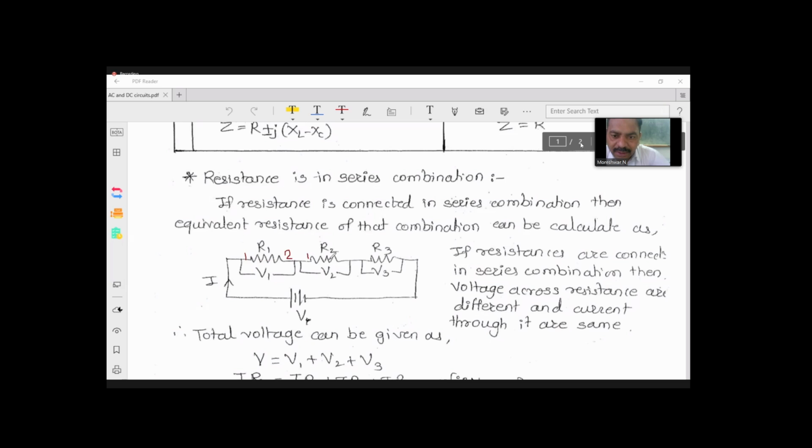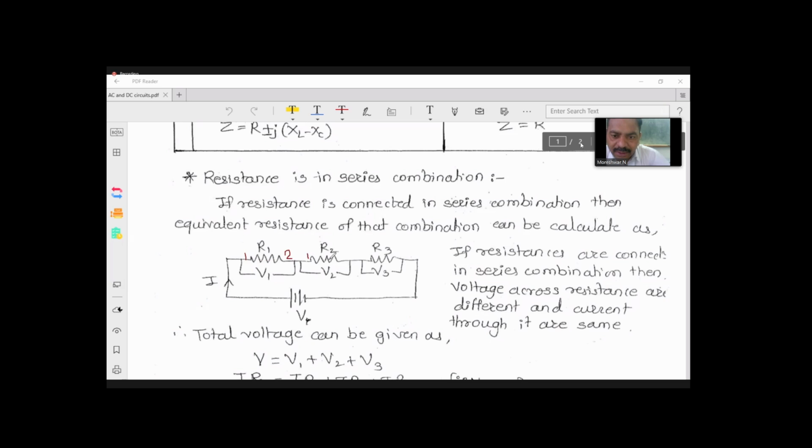Okay, just hold on, I'm going to clear this. And when we connect this series combination across any voltage source, what will happen? That also we want to see here. But before that, see here, if R1, R2 and R3 are all connected in series, then we will get the addition of resistance. Means the equivalent resistance of this whole network will become the addition of these three.